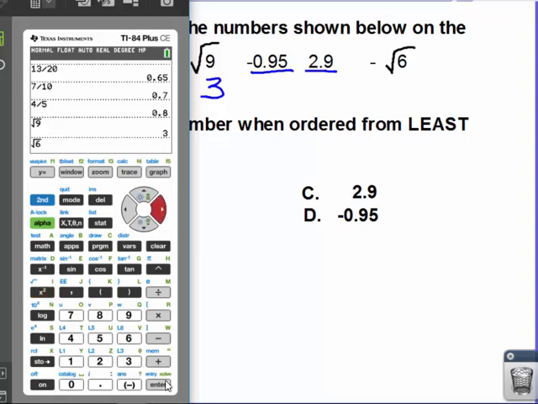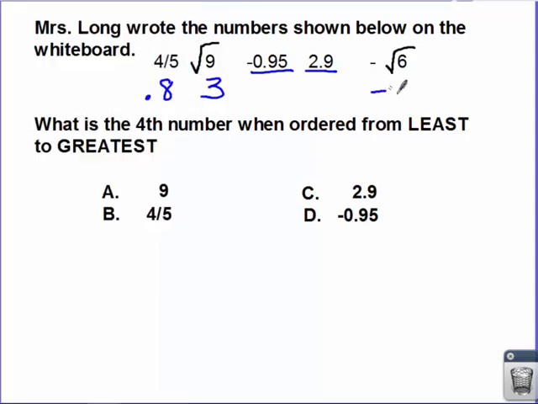Okay, get out of that, and then hit enter. We end up with 2.4, and we'll call it 2.45. So negative, because it's negative 2.45, because we know it does keep going. But that's really as far as I need in order to determine which one's going to be first and so on. Now we're looking for least to greatest.